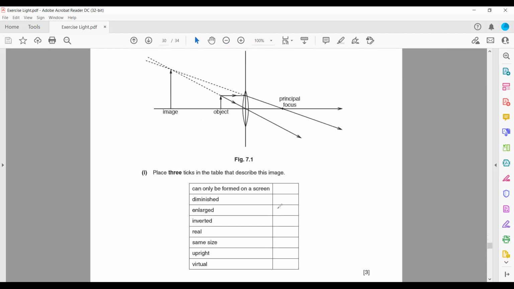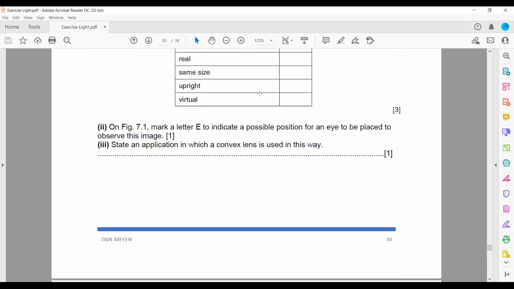this image is magnified or enlarged. It is not inverted. It is not real. It is not the same in size. It is upright. Upright means if the object head is up, the image will also be up. And it is virtual. It cannot be taken on a screen because this is just imagination. So whenever the object is close to the lens within the focus, the image formed is always a virtual image which cannot be seen or taken on the screen.